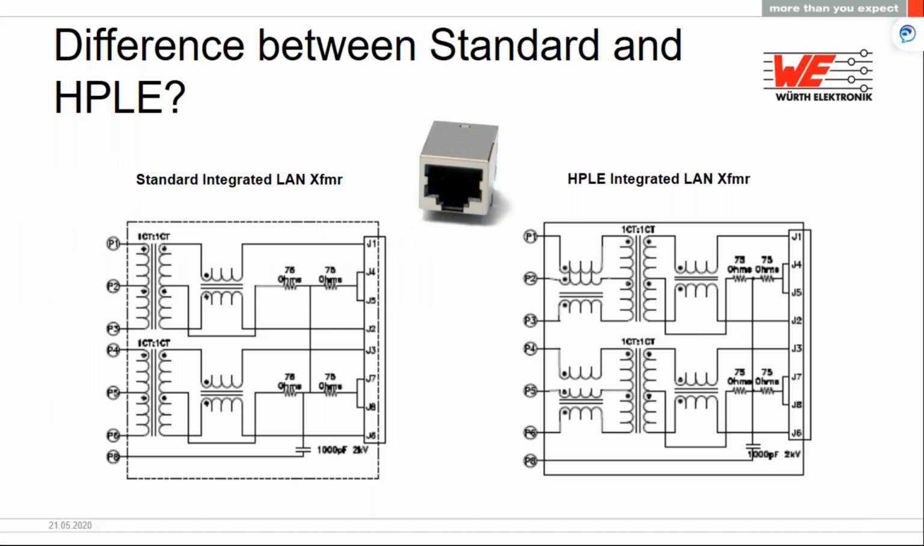So this is the circuit where we can see the difference between standard LAN versus the ones which have HPLE. Here we just have a regular pair of transformer and choke, whereas on the right side we have 2 additional common mode chokes which are helping us to increase the common mode impedance and eventually helping to reduce noise up until 500 megahertz.